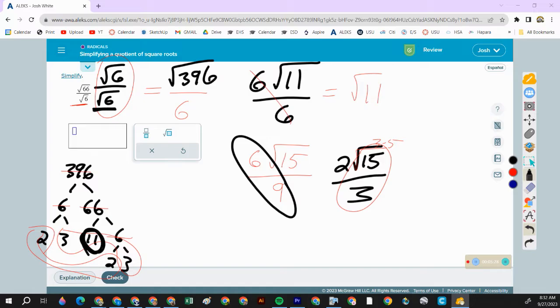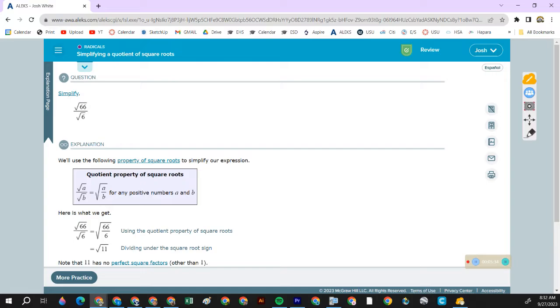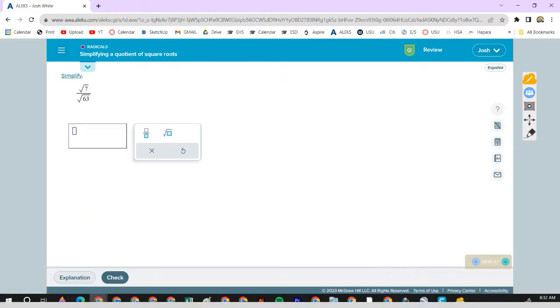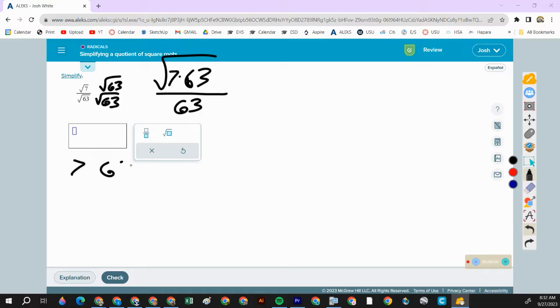Okay, let's do another one. Here we want to rationalize the denominator. So I times the bottom by the square root of 63 and the top by the square root of 63. The bottom just becomes 63, and the top becomes the square root of 7 times 63. So let's simplify that. 7 and 63, 7 and 9.